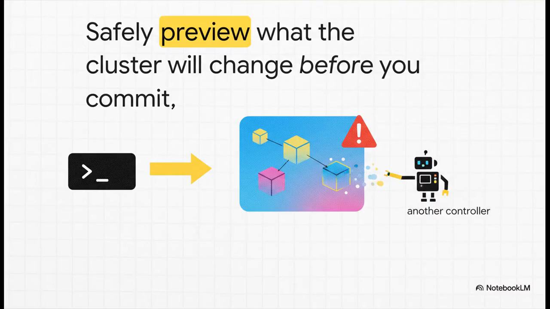So why on earth does this matter? Because it gives you a true preview, calculated by the server itself, of what's about to happen on the cluster. This is how you prevent catastrophic misconfigurations. It helps you see how your changes might clash with something another controller is doing, and you can resolve those conflicts before they become a real headache.